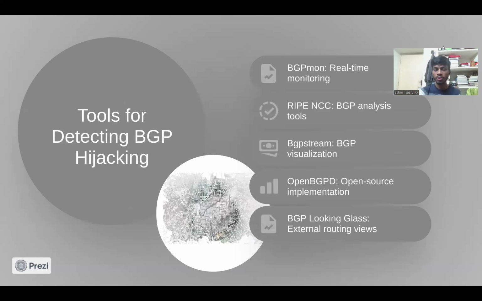So, what are the different types of tools to detect BGP hijacking? BGPmon is a type of software in which the BGP routes are monitored in real time. RIPE NCC is another type of tool for BGP analysis. BGPStream is a type of software in which the routes and other information can be visualized through charts and bar graphs. OpenBGPD is an open source implementation of BGP. BGP looking glass is an external routing view in which the routing can be viewed in our desired way.